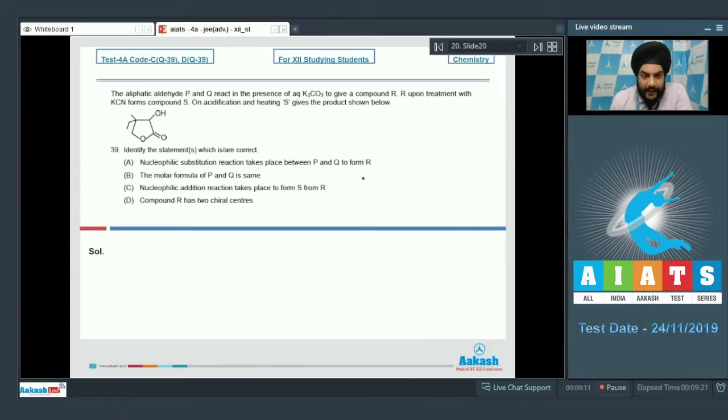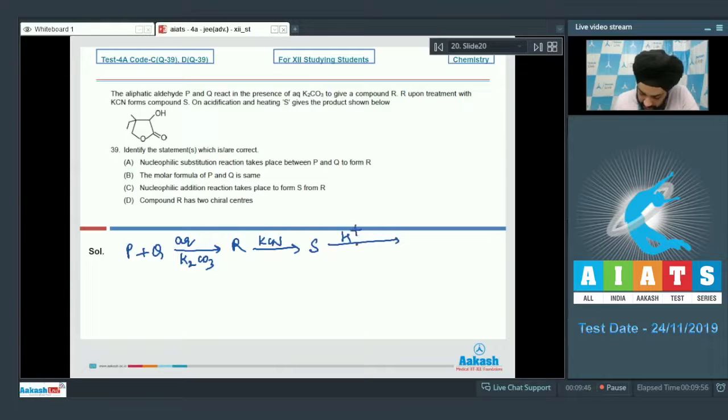Okay. Let us look at the paragraph given for question number 39 and 40, students. The aliphatic aldehyde P and Q react in the presence of aqueous K2CO3 to give a compound R. R upon treatment with KCN forms compound S. S on acidification and heating gives the product which is shown below. So we have P plus Q reacting in presence of aqueous K2CO3 to form the compound R. R is allowed to react with KCN. It forms compound S. S on acidification and heating leads to the formation of the given compound which was shown.